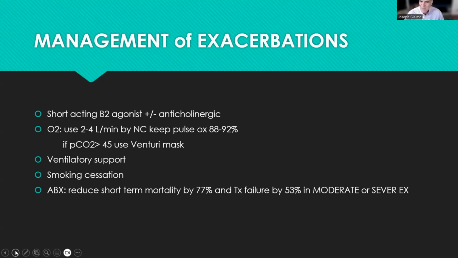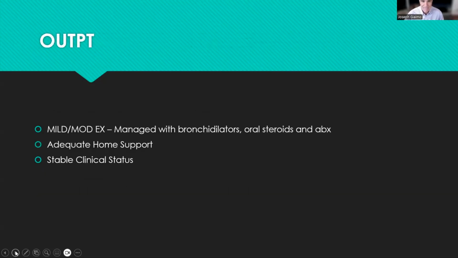And we find by doing that, giving antibiotics in a moderate to severe degree of exacerbation really helps improve that mortality and morbidity. And it even decreases treatment failures by 53%. So, on the next slide, please, as we talk about outpatients and inpatients, we talk about the triggers and the factors that affect this. Antibiotics early on are frequently given. So for the mild to moderate patient, it's a bronchodilator, an oral steroid plus or minus an antibiotic, adequate home support, and stable status, and they're out the door.